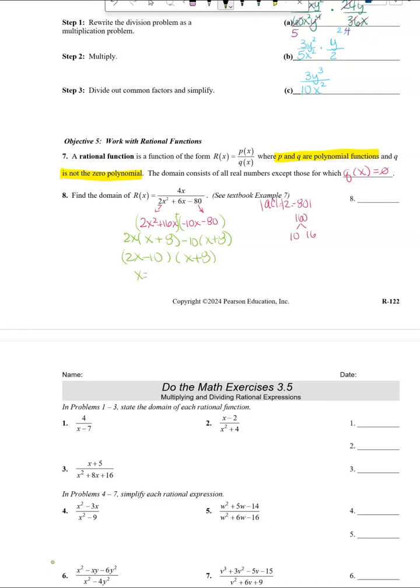So x equals 5, x equals negative 8. Those will be your answers on that one. Because it's a domain, we say x cannot equal those. So your domain would equal x such that x does not equal negative 8, and x does not equal 5.